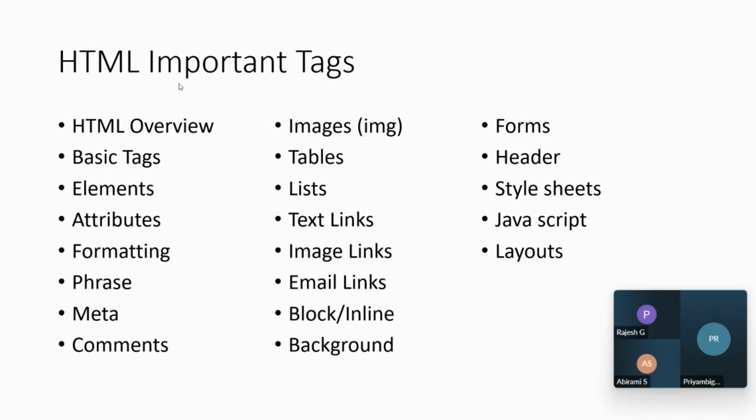So list, you have UL and OL. Text links, normal text, you just underline it, the link. Image links, you click on it, it will take you to the subsequent page. Email links take you to Outlook, etc. Block and inline, we will touch on today. More on that: what is block, what is inline, we will touch on today.